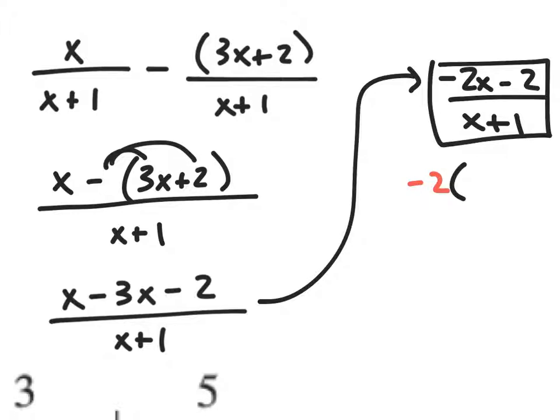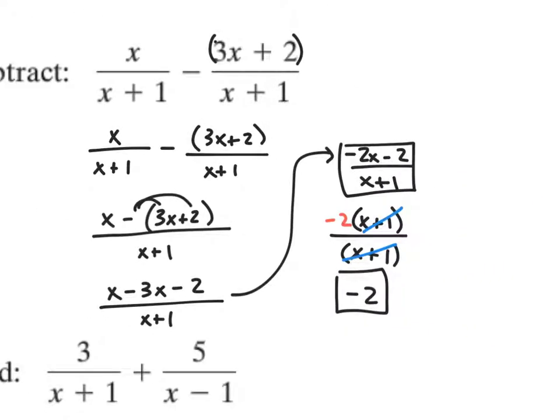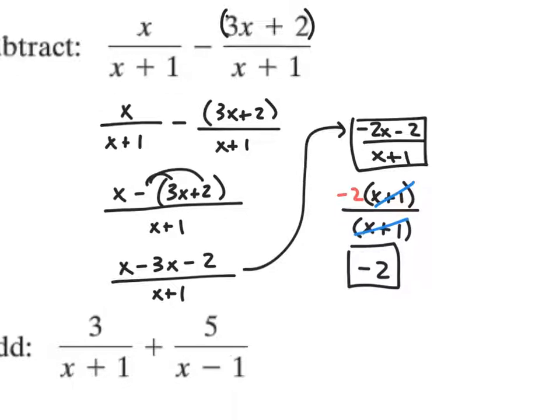If I factor out a negative 2, I'm left with x plus 1, which is really interesting because it's the same thing as our denominator. And each of those are factors that can divide out. And so our answer then, guys, is simply the number negative 2. Pretty slick. Okay, so that kind of thing can happen. All right. Let's take a look at the next one.